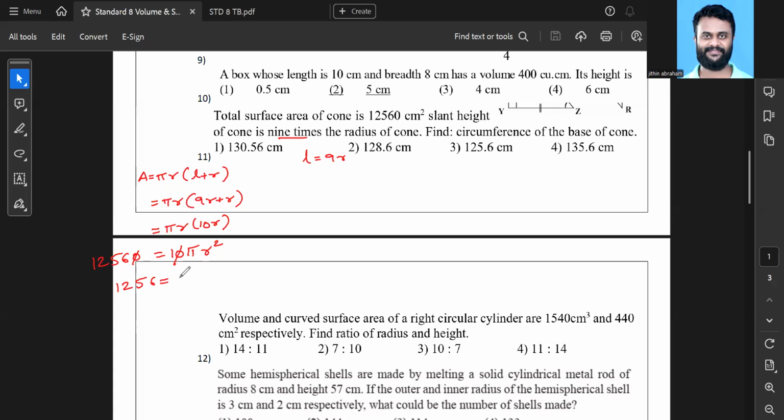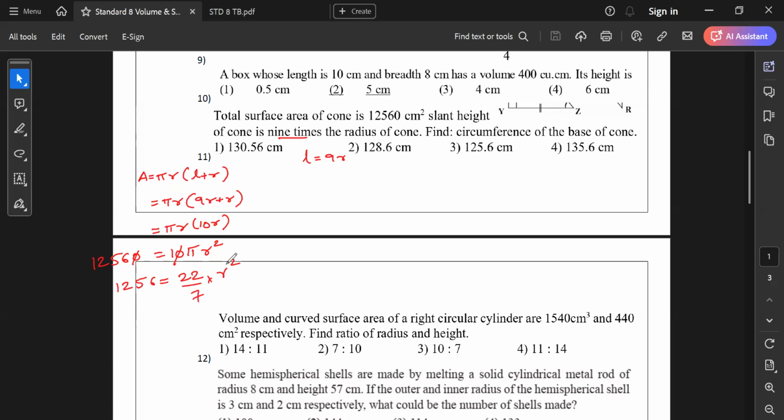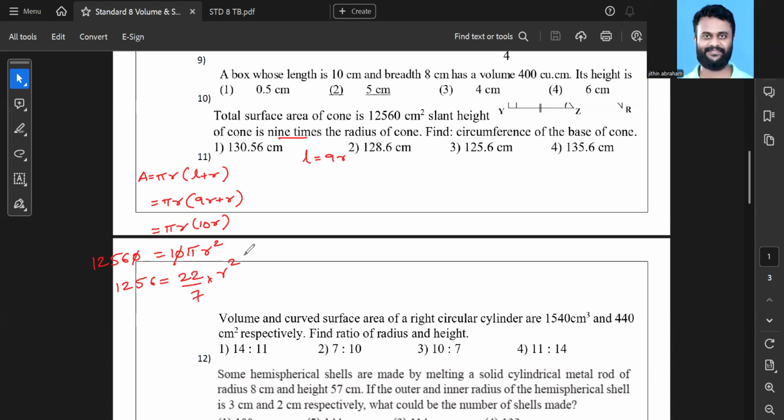And on the other side, I have 22 upon 7 multiplied by r square. Now 1256. Square of 34 is 1156, not 1256. But before that, is it cancelling with 22? No, I don't think so. But it goes with 3.14. Double of 3.14 is 628. Double of 628 is 1256.